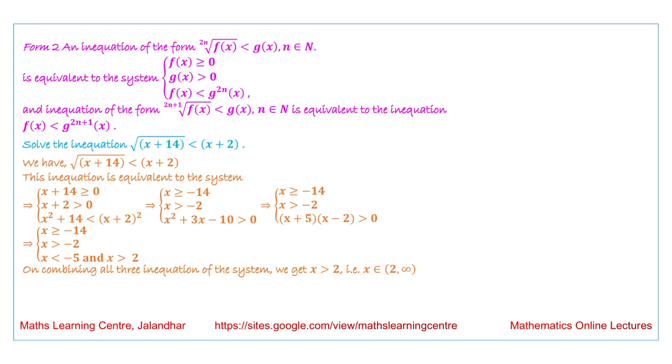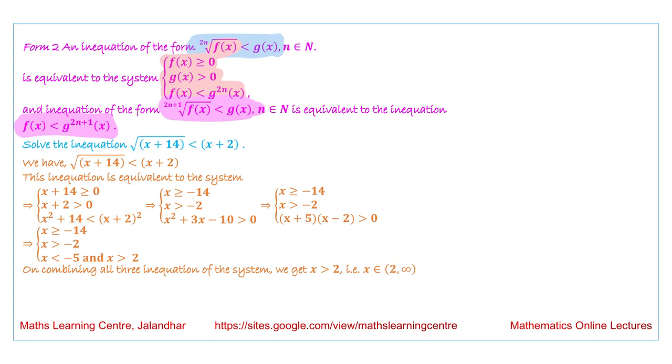Next is if the inequation is of the form where the even root of f(x) is less than g(x), then the system is equivalent to: first condition, because this term is in the square root, f(x) is greater than or equal to 0. Second condition is g(x) is greater than 0, and the third condition is f(x) is less than g(x) raised to the power 2n. And if the root is odd, then this system will be equivalent to this form.